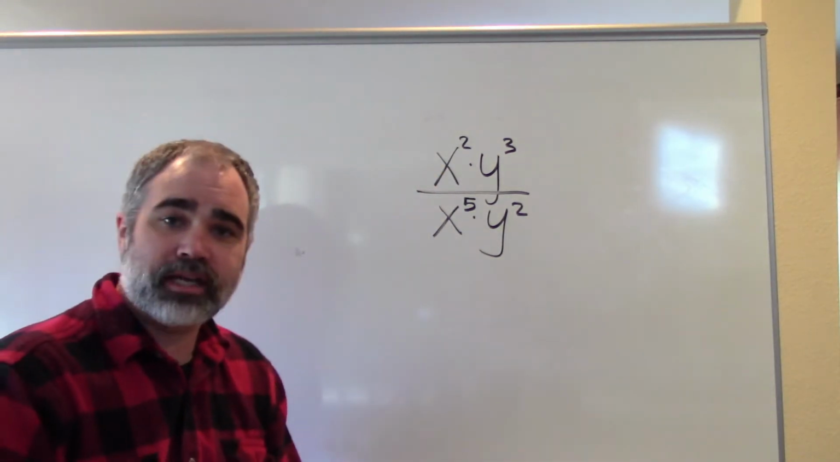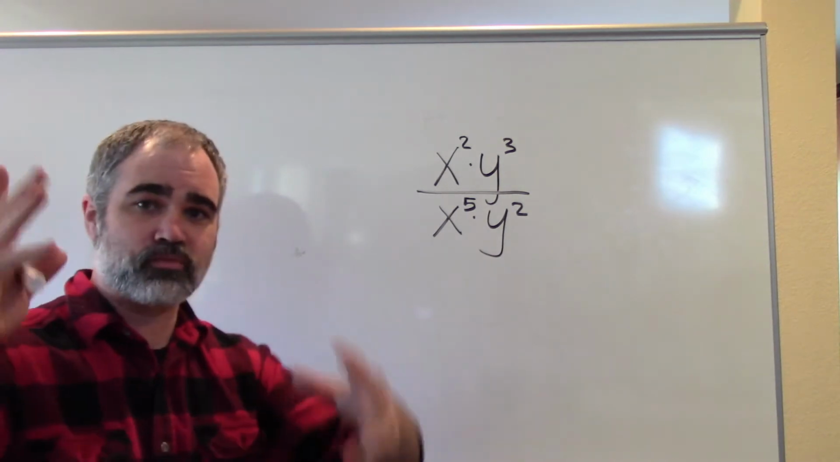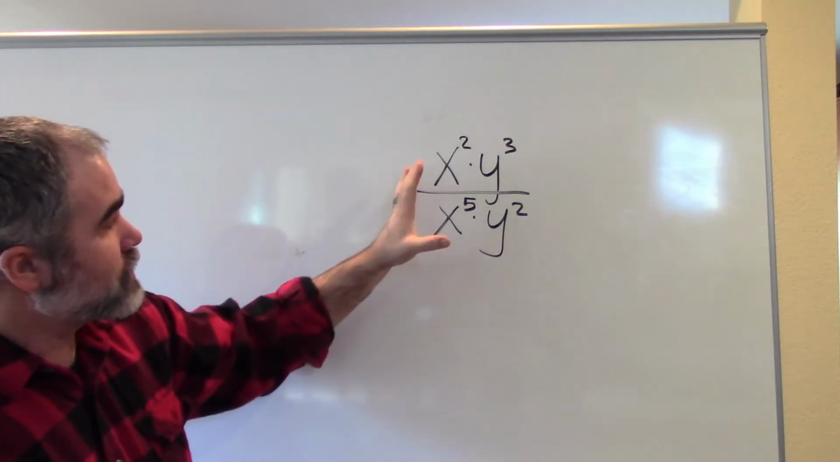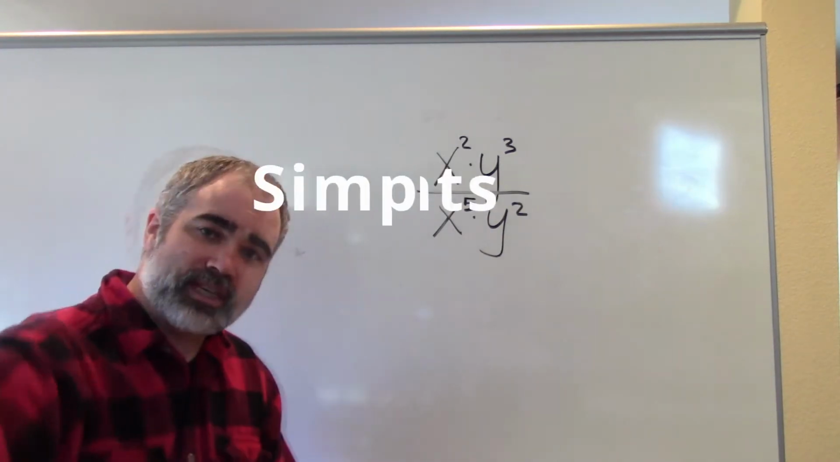I've got an example right here, and this is sometimes called a monomial because there's no plus or minus signs in it. This is one big term. And we're going to talk today in our video about how to simplify these, and we're going to jump in right now. Let's get in it.